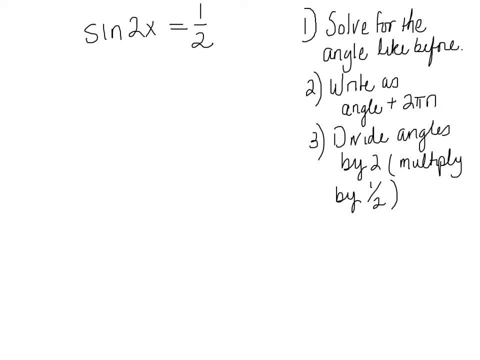Okay, so now here's an example. The sine of 2x equals 1/2. This is a double angle problem. You can see I've written out some steps for you beside here. The first one, we're going to solve for the angle like we did before.